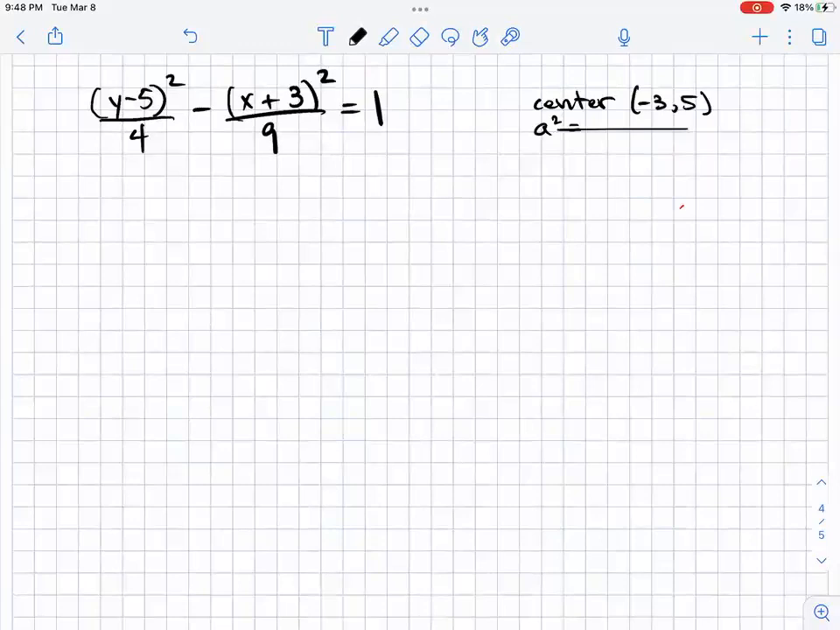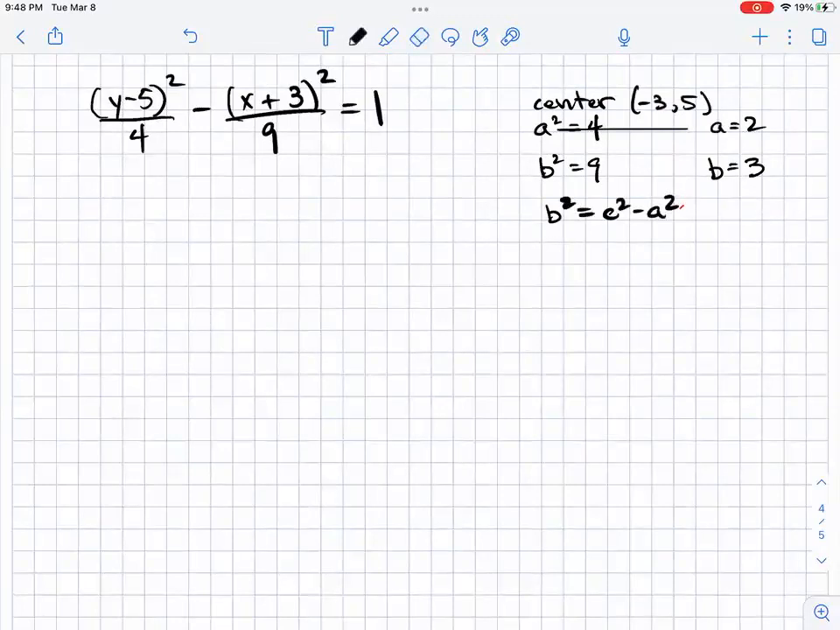I'm just going to write through the lines that keep showing up. My b squared is equal to 9. That makes a, or the distance from the center to the vertex, equal to 2. The distance from the center to the covertex is going to be 3. Remember that b squared is going to be equal to c squared minus a squared.